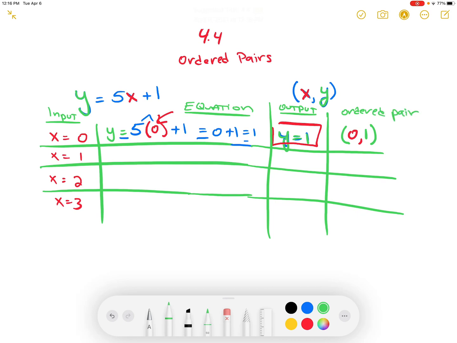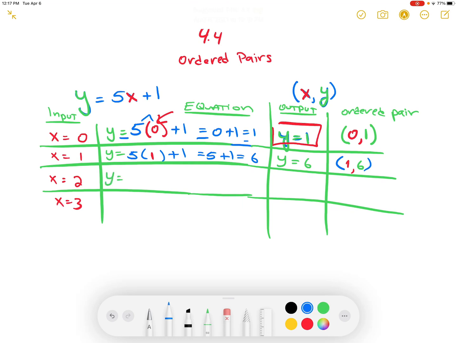All right, let's finish this out. So for the next one, it's going to be y is going to equal 5, again, it's the exact same equation, 5 times 1, which is our x value now, plus 1. And that's going to be 5 times 1 is 5, plus 1 is 6. So here, our answer, which is y, or the output, is 6. And as an ordered pair, we put in 1, and we got out 6. And that's how it goes. That's it.